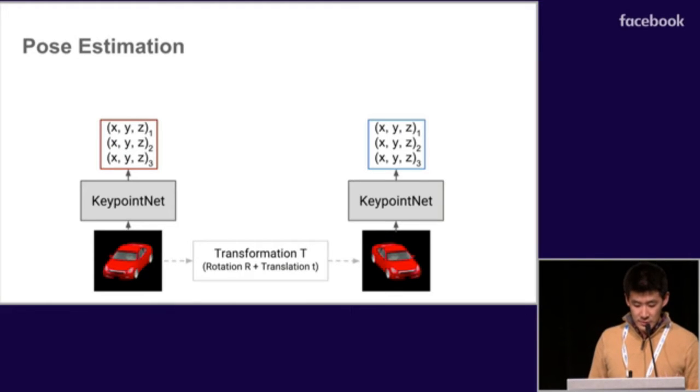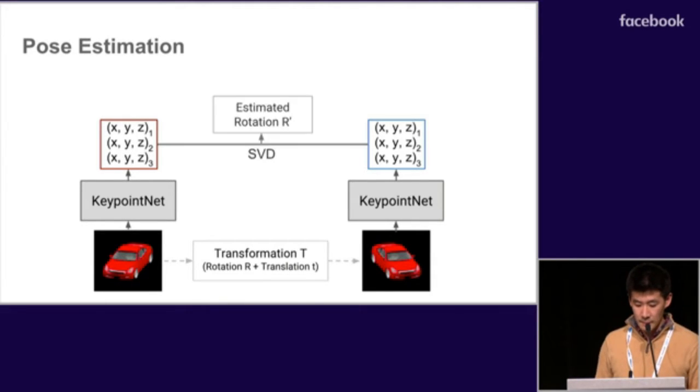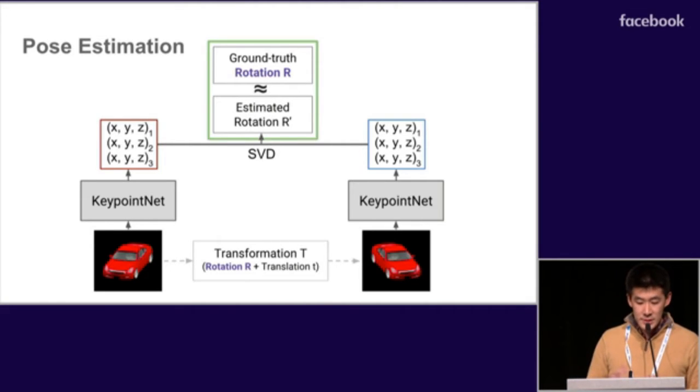From the two sets of 3D key points, we solve for the relative rotation between them via least squares, by solving a problem known as orthogonal Procrustes. Solving this problem requires computing an SVD, and so what makes this work is the fact that we can differentiate through the SVD operation. And this is the key component here. The loss is then the angular error between the estimated rotation and the ground truth rotation known during training.